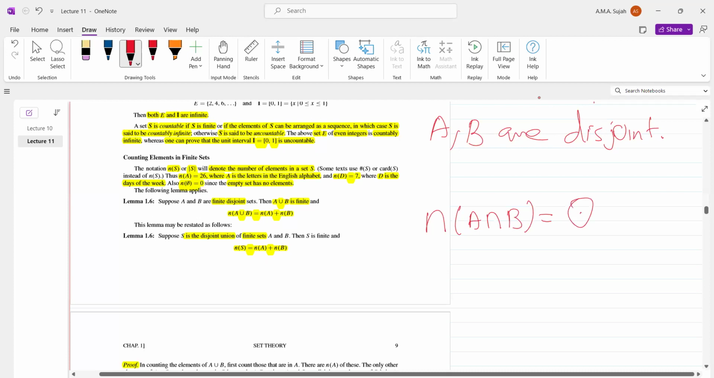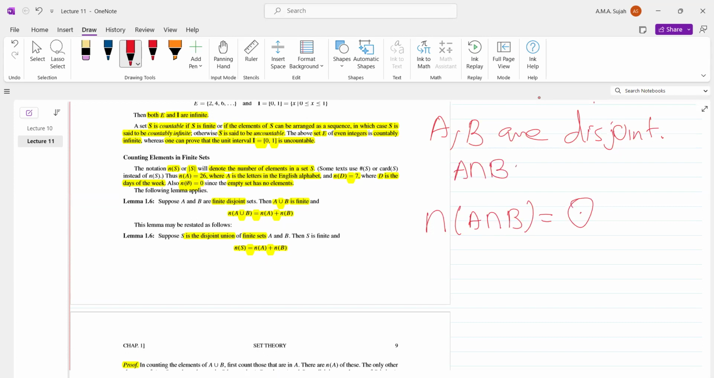So how can you find out? If two sets are disjoint, we know the intersection of these two sets is empty, right? There are no elements, an empty set. Now they are asking how many elements are in the set A intersection B. If it is an empty set, the number of elements is 0, right? So we can find the answer, right? Okay.